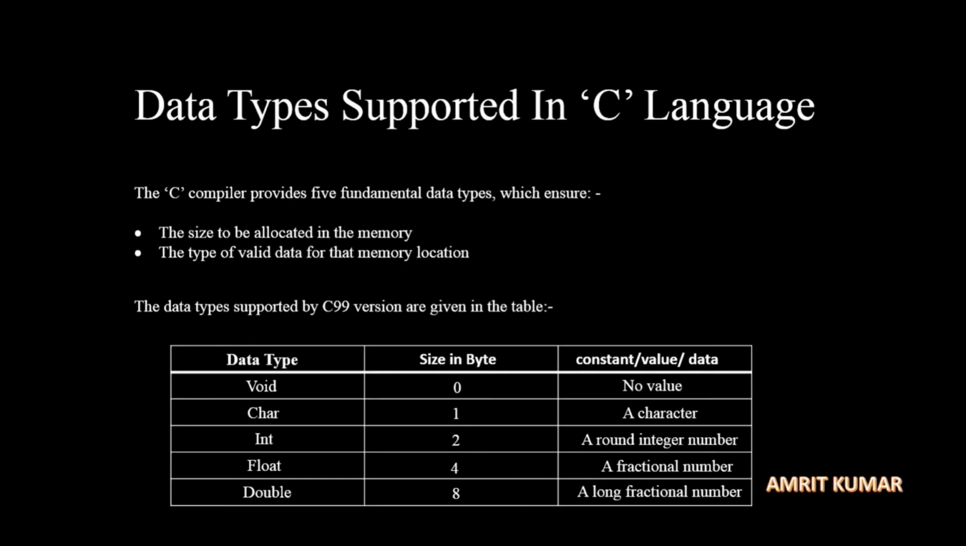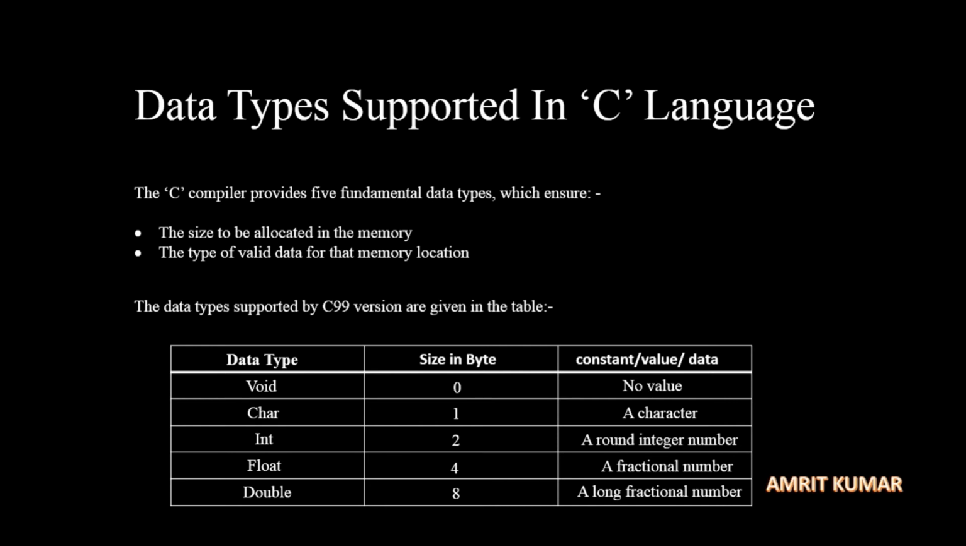Next, moving on to the data types supported in C language. The C compiler provides 5 fundamental data types, which ensure the size to be allocated in the memory and the types of valid data for that memory location. So this is a very important point. What kind of size is going to be allocated in the memory, and the types of valid data for the memory location.